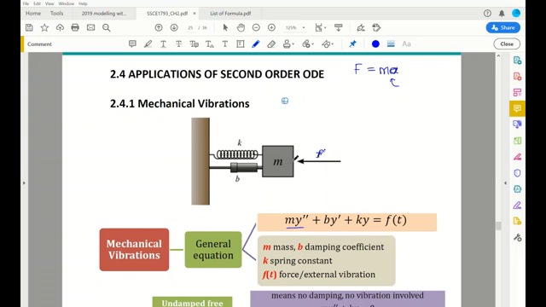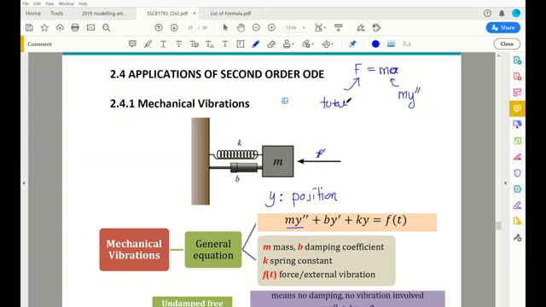So when it has a movement, it has a velocity. y here is its position, it represents its position. So velocity is y prime, and acceleration is y double prime. So from this Newton's second law of motion, we have my double prime. That's why it appears here. And capital F here is actually the total force.